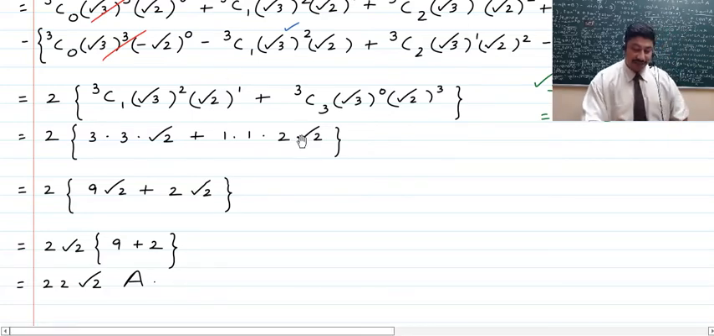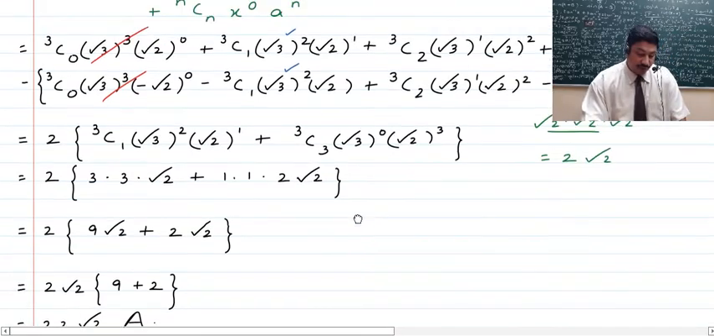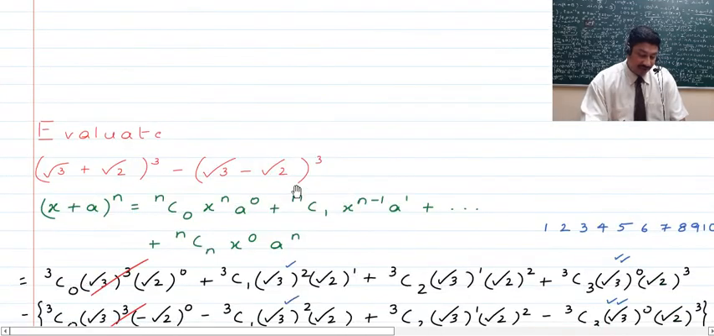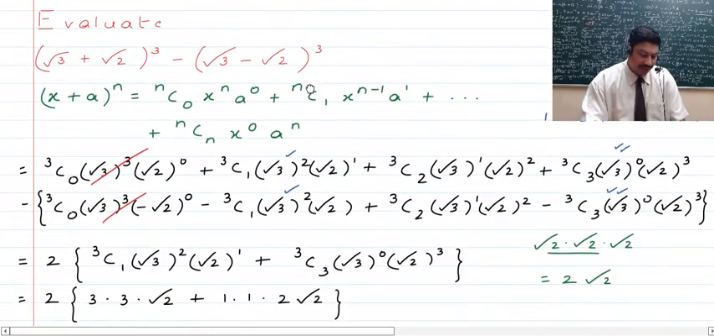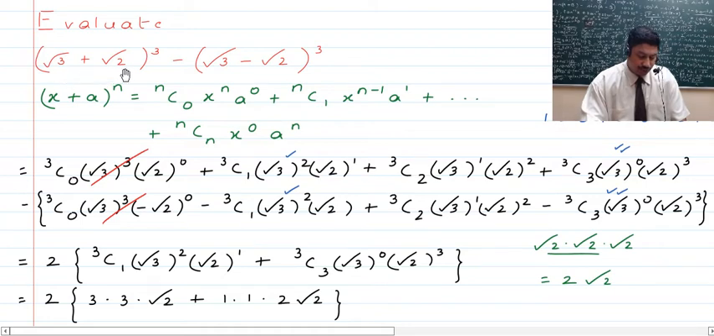So I'll just quickly discuss this once more. In the question we've been given here that we have to evaluate root 3 plus root 2 raised to the power 3 minus root 3 minus root 2 raised to the power 3. So as we know the binomial expansion to be nc0 x raised to the power n times of a raised to the power 0 plus nc1 x raised to the power n minus 1 times of a raised to the power 1, and all of this continues up to the last term, which is ncn x raised to the power 0 times of a raised to the power n.